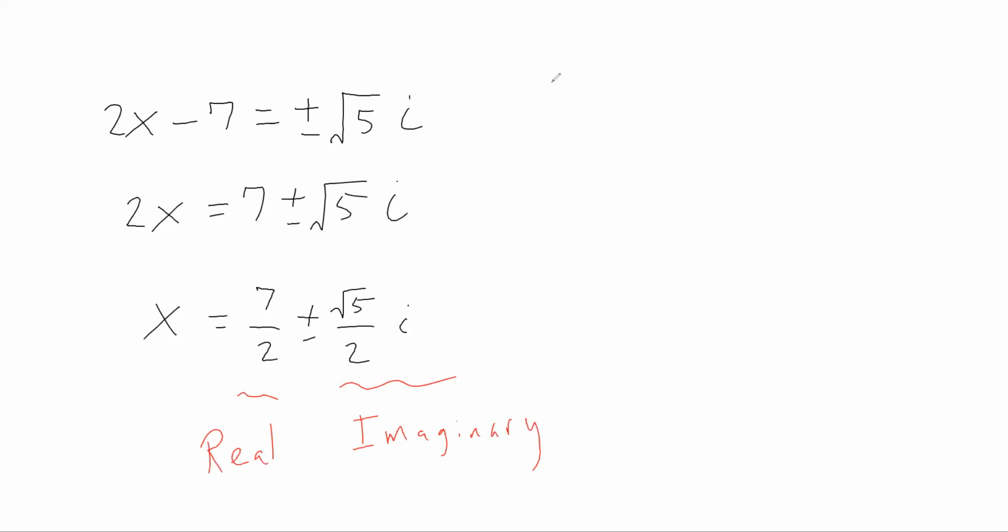The real part is 7 halves. The imaginary part is radical 5 over 2, radical 5 halves, maybe. And the two numbers that have imaginary parts that are opposite of one another, plus radical 5 over 2 and minus radical 5 over 2, those are referred to as complex conjugates.